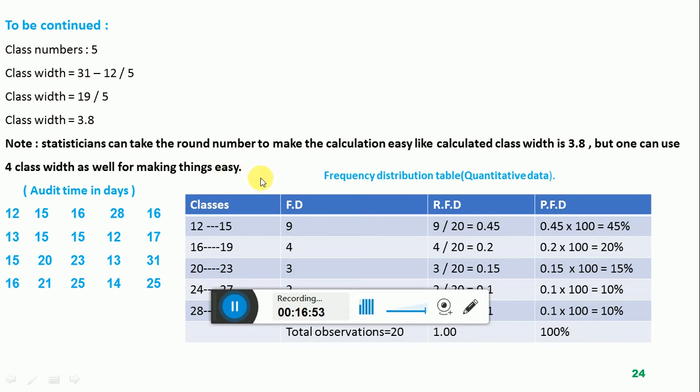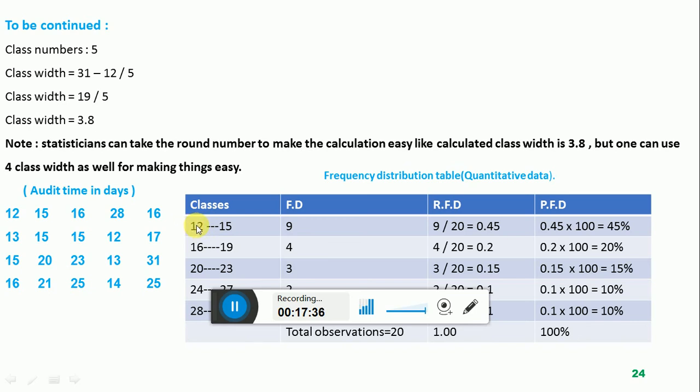So we are now developing the frequency distribution. I am repeating this note: the calculated class width is 3.8, but this is difficult to manage. That is why the statistician can take a round number, 3 data items in a particular class or 4 data items in a particular class. Suppose in this data set, to develop the frequency distribution table, the statistician includes 4 data items in each class. So the class width that we will use is 4. We are developing 5 classes here.